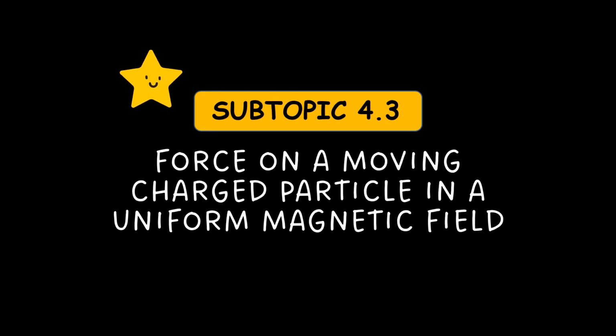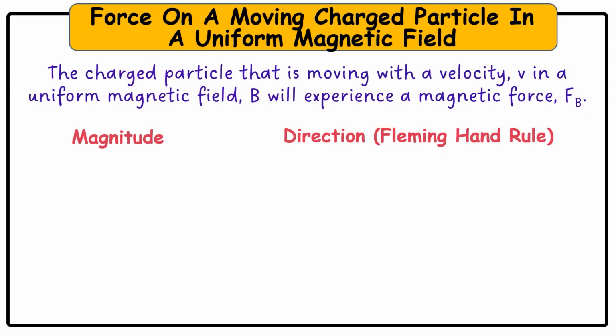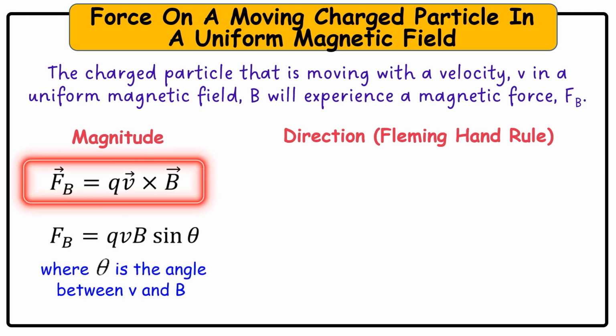For subtopic 4.3, which is about the force on a moving charged particle in a uniform magnetic field. A charged particle that is moving with a velocity v in a uniform magnetic field B will experience a magnetic force. The magnitude of magnetic force is given by the equation q v cross B, or q v B sin theta, where theta is the angle between v and B.